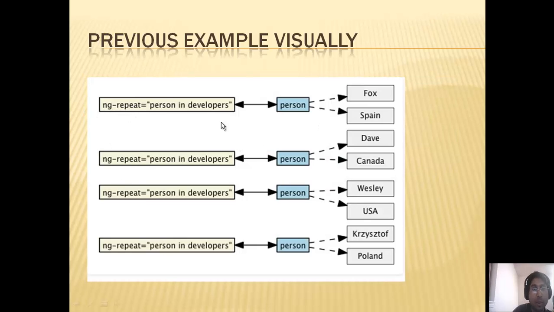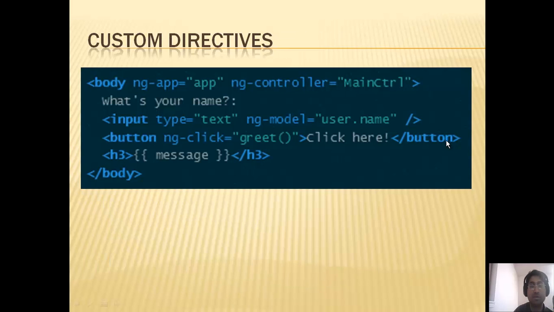So you can see in ngRepeat, for each of the developers there is a loop. Each of the objects is becoming person. We are displaying name Fox, country Spain, name Dave, country Canada. So you can use ngRepeat for that purpose.